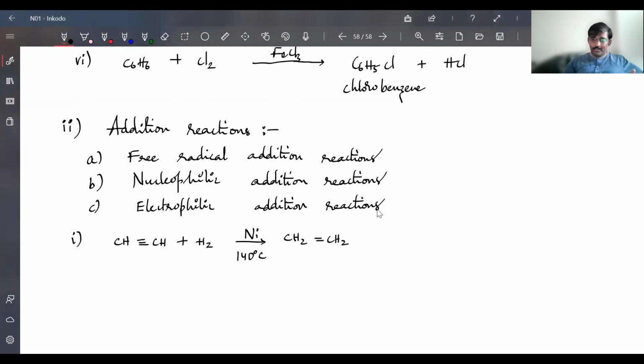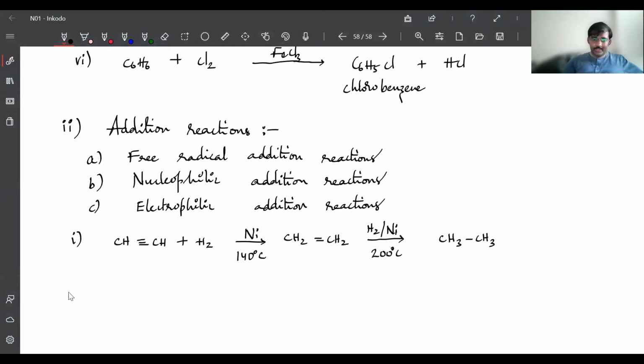Now if you continue the process, one more mole of hydrogen gas is passed through it. This time some more heat is required, around 200 degrees Celsius. So this will finally become an alkane, that means ethane will be coming. So sp carbon became sp2 and sp2 became sp3. Likewise it will change.